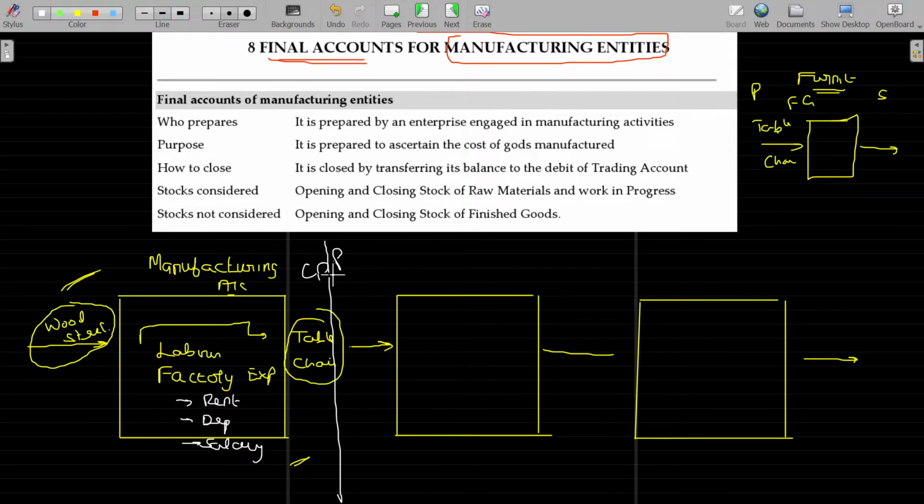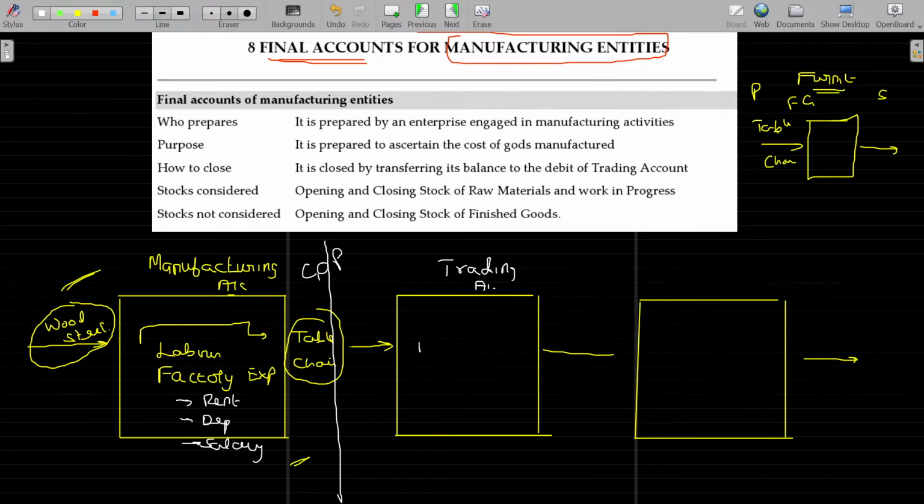So to produce the table, what is the cost we incur? The material cost, the labor cost, the depreciation of the machines used for manufacturing, salary, rent. Will the rent come here? Yes, if the rent is meant for the factory, then it will come here. All the expenses related to the factory will be posted in a separate account called the manufacturing account. Once it is over, it is transferred to the trading account.